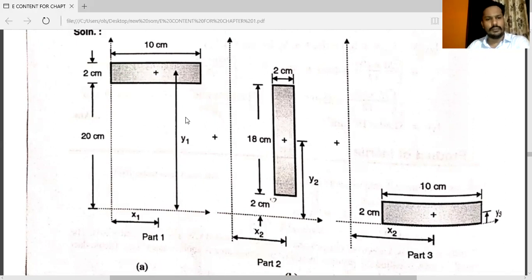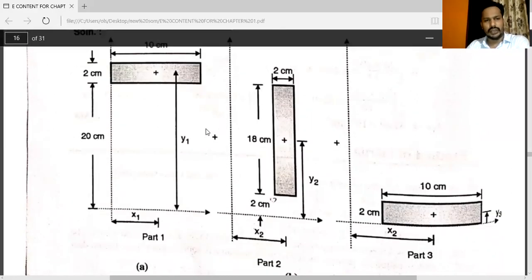For the first diagram, this is your y1 distance. The distance from the x-axis, horizontal axis, that is y1, shown in this diagram. This one is y2 from the x-axis, and this distance is y3. Already we studied this in the centroid chapter in engineering mechanics.